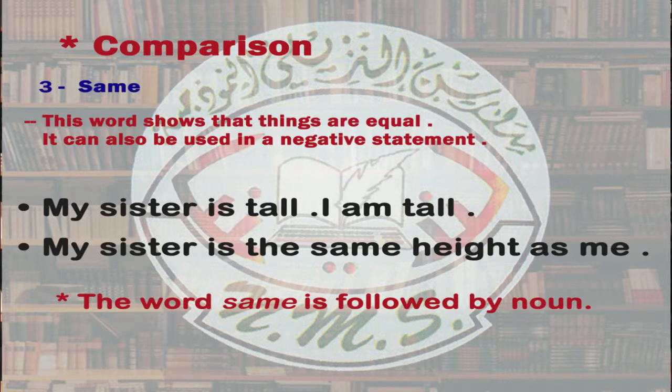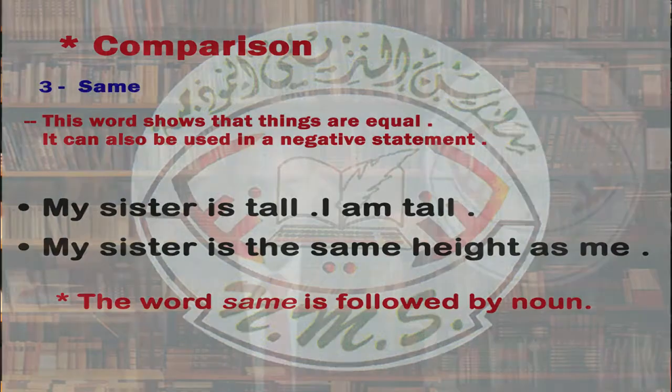Same. This word shows that two things are equal, and it can also be used in negative statements. Just to start with a positive statement. My sister is tall. I am tall. Look here, we used as. So the rule says that same plus noun. So we say, my sister is the same height as me.